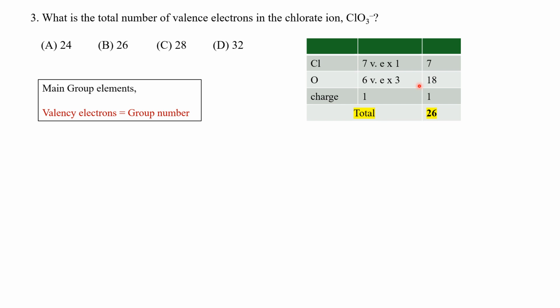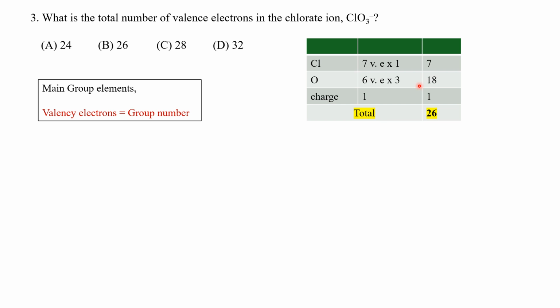For example, group 1 elements: group number 1, then valence electrons 1. Group 5 elements, the nitrogen, phosphorus, arsenic group. All the group 5 elements have valence electrons 5, and so on.